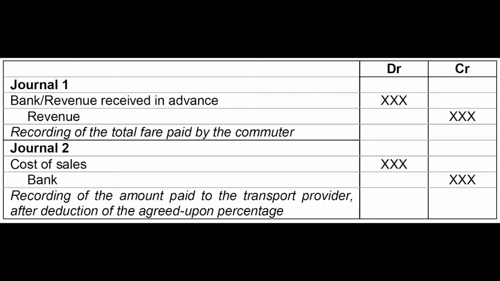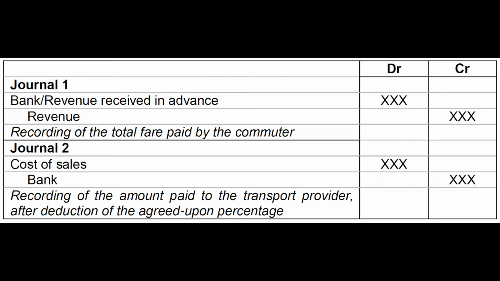There's quite a few transactions in there, but I'm just going to look at this journal entry. I'm sharing this journal entry with you now. In this journal entry, you see that you're provided with a journal 1 and journal 2. In journal 1, they give you the debit to bank or income received in advance, revenue received in advance, and then a credit to revenue. And then the next journal is a debit to cost of sales and then a credit to bank.